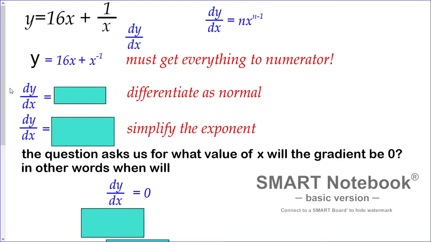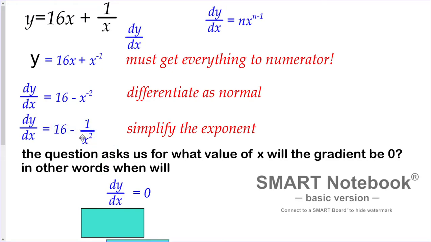Now we can take the derivative. Now we can differentiate as normal. Our derivative becomes 16 minus x to the power of negative 2, because we multiply by negative 1. That's where that negative comes from. And then we take away 1 from the exponent. Minus 1 is minus 2. Now, let's simplify. We must simplify. Let's bring our exponent back into the denominator, and it becomes 16 minus 1 over x squared.